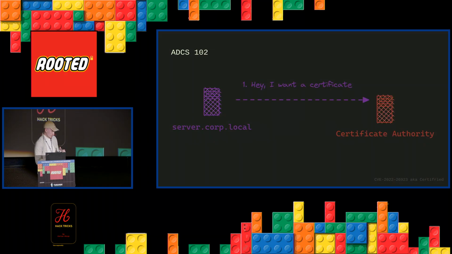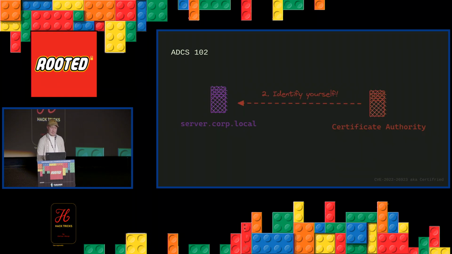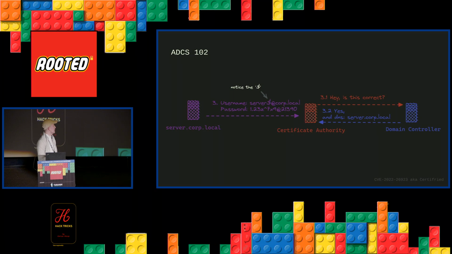Now, in Active Directory, it's not only users that are accounts. Servers and computers in general are also accounts in Active Directory, so they have a logon name and a password as well. So the server.corp.local can also go to the certificate authority and say, I want a certificate. Identify yourself. And again, the username here is then server$. So a common thing for computer accounts is that they have a $ at the end. And the password is usually random.